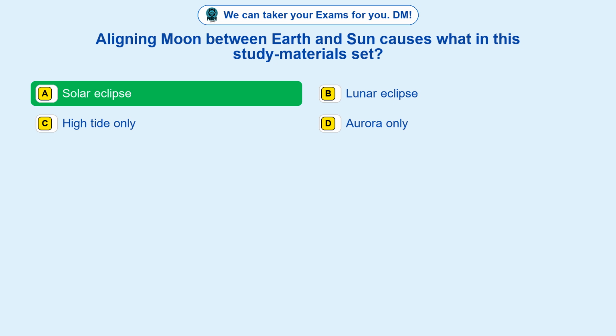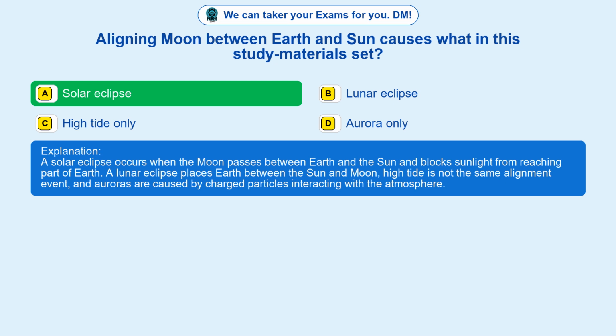Solar eclipse. A solar eclipse occurs when the moon passes between Earth and the Sun and blocks sunlight from reaching part of Earth. A lunar eclipse places Earth between the Sun and Moon. High tide is not the same alignment event, and auroras are caused by charged particles interacting with the atmosphere.